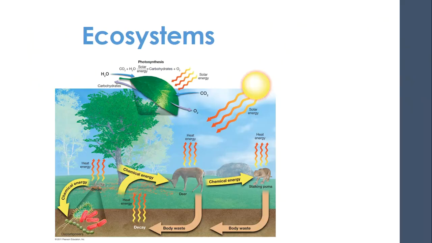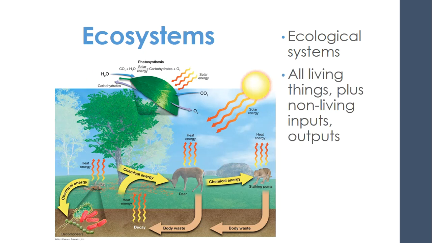So ecosystems are basically short for ecological systems. This includes all living things plus non-living inputs and outputs. So here is an ecosystem, right? We have solar energy coming in, plants are making chemical energy, the animals are eating the plants, and this puma is eating this deer. So it's an entire cycle of life and energy that's happening.